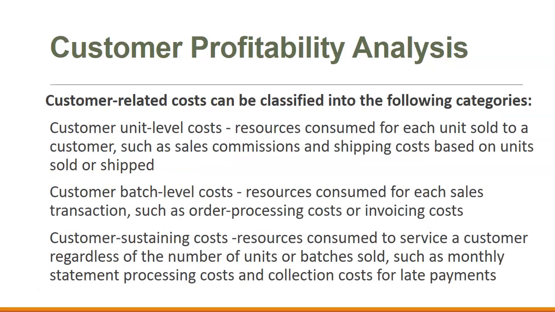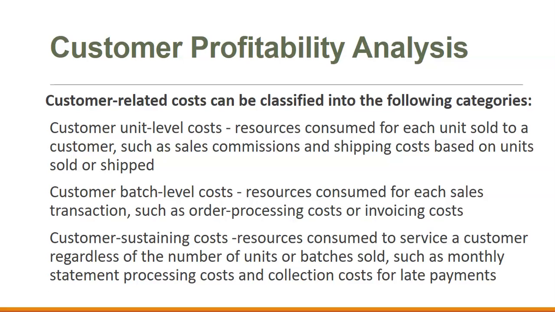We have customer-related costs. We have unit-level costs. So these are the resources consumed for each unit sold to a customer. Sales commissions, shipping costs, package costs, invoicing. Then we have customer batch level costs. So these are the resources consumed for each sales transaction. So maybe a customer ordered 10 products on a transaction.